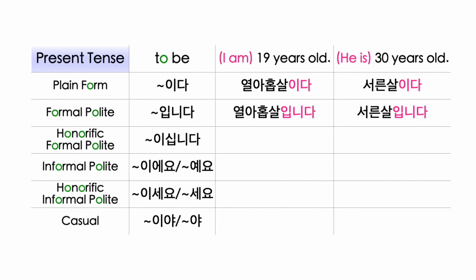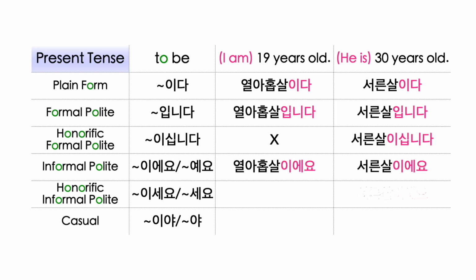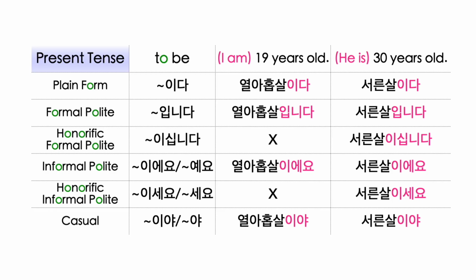19살입니다, 30살입니다. Since you're not using the honorific form to say your own age, we only say 30살이십니다 when speaking of someone else. To say it in an informal polite way, 19살이에요, 30살이에요. 서른 살이세요 is the honorific informal polite way. To say it in a casual way, 19살이야, 30살이야.